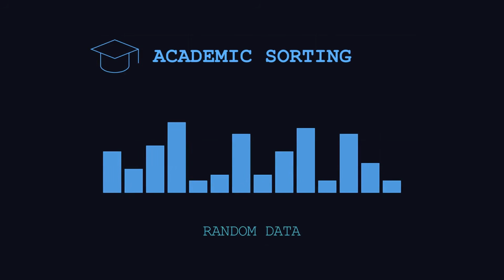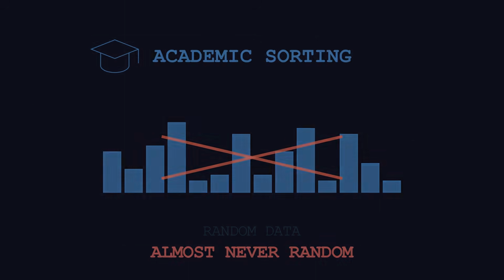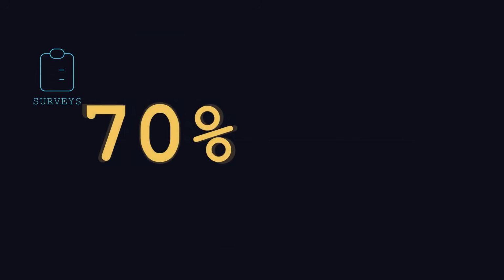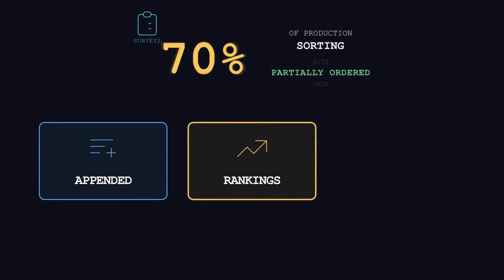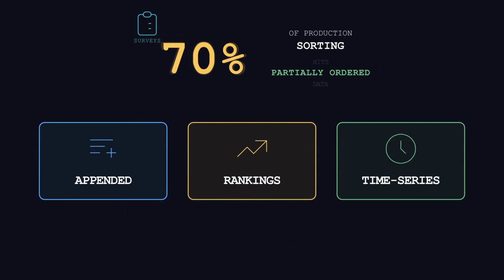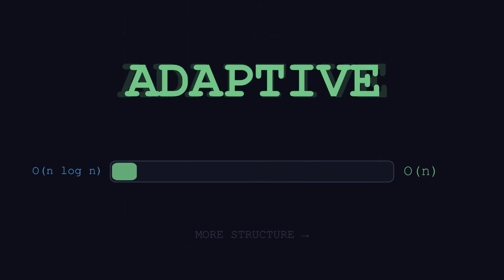Academic sorting assumes random data, but real-world data is almost never random. Surveys show that over 70% of sorting operations in production hit data that's partially ordered. Appended records, updated rankings, time series with minor corrections. Timsort is adaptive. Its performance improves as the data gets more structured.